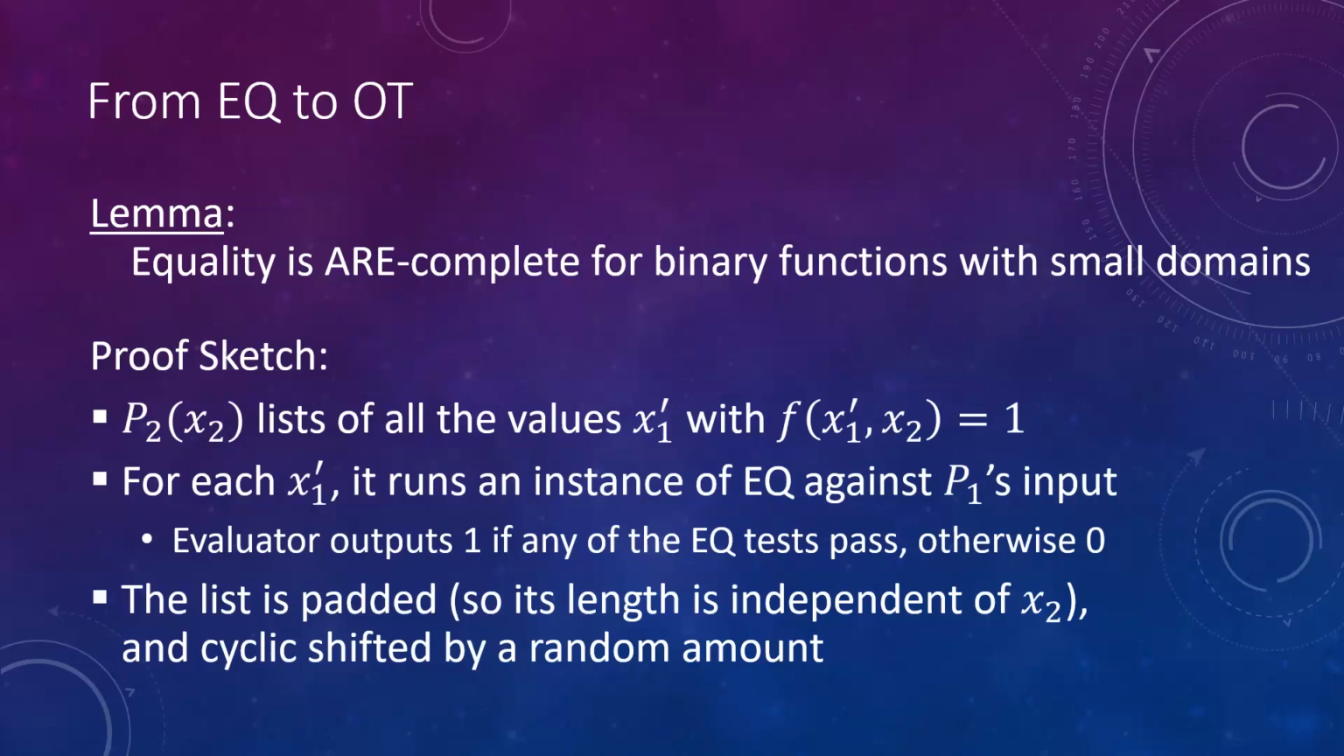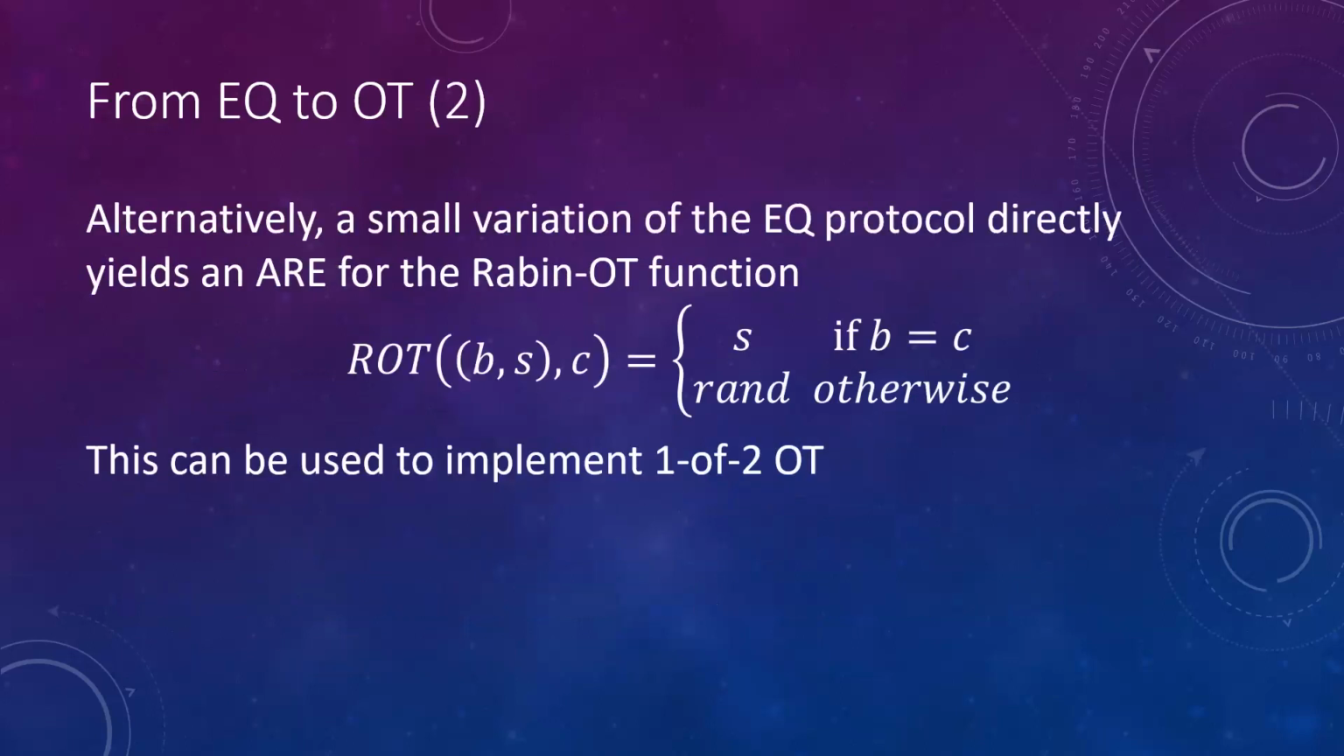So we have every small function you can do using equality, in particular the 1 out of 2 oblivious transfer function. That's a function with 1 bit of output and a small truth table, so you can do that. Just as an aside, you can go directly to oblivious transfer. Really, you didn't have to go through this completeness theorem. Just the protocol that I already described, if you just tweak it very little, what you get is the Rabin oblivious transfer function out of it, and then you can get 1 out of 2 oblivious transfer easily.